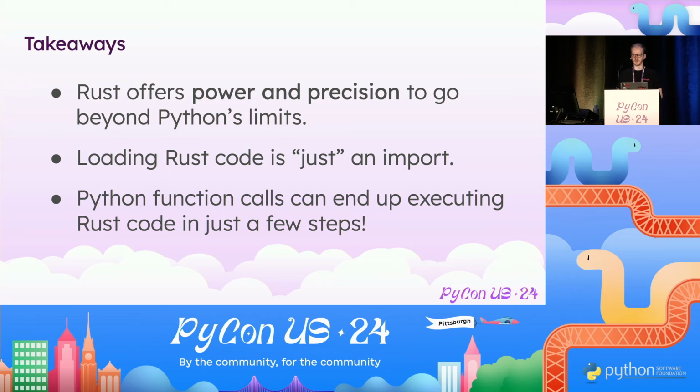Loading Rust code, as I illustrated, is just an import. If you were to try and follow an import down the same kind of rabbit hole, it would look very, very similar to the kind of thing that we just did. It really is another set of function pointers that cross over into native code in the same way. And then finally, we looked at a Python function call and how it ended up executing Rust code, in reality, in just a few steps.